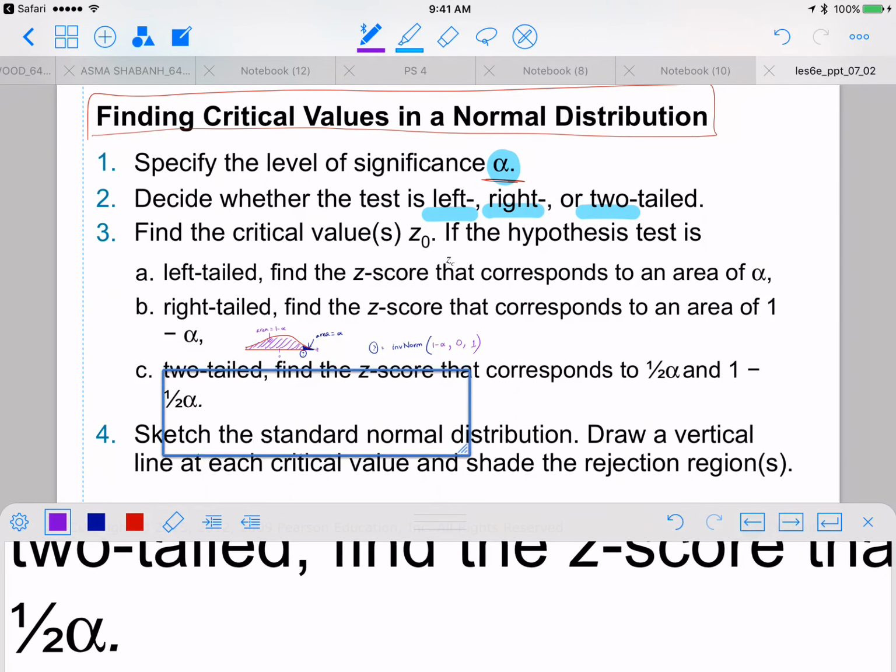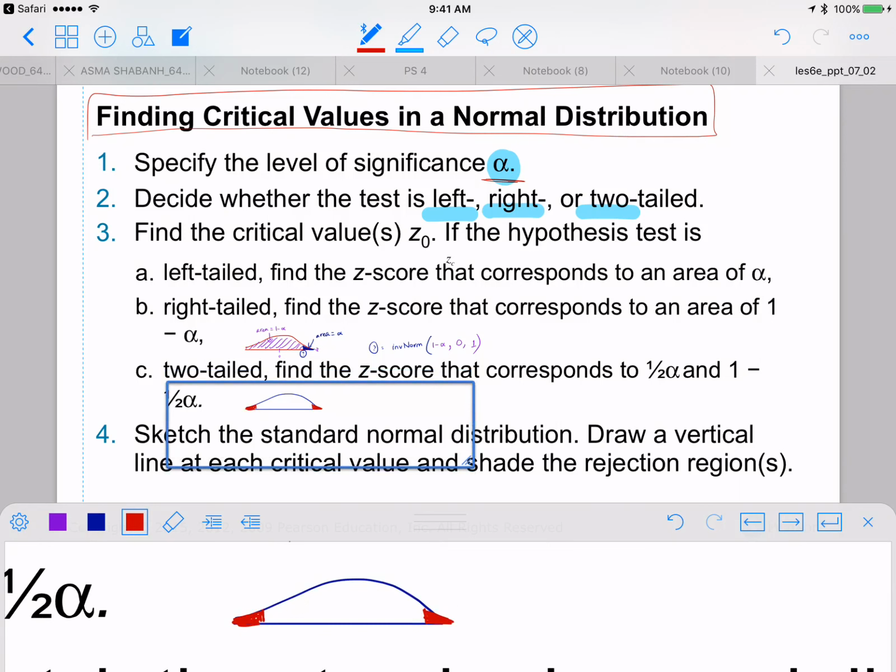Okay. And now finally, if you have a two-tailed hypothesis test, then let's draw the picture. So for a two-tailed, you've got two tails, and the tails are symmetric. And this area is going to equal alpha over 2. And this area is equal to alpha over 2.